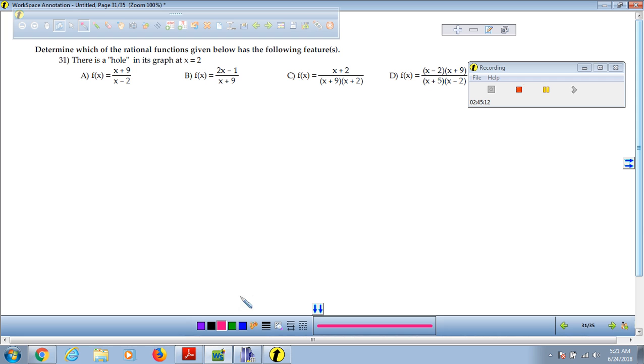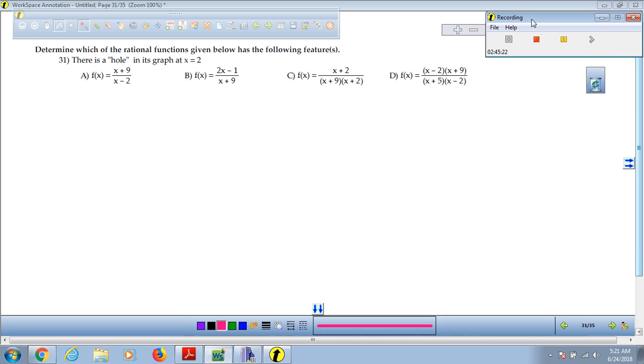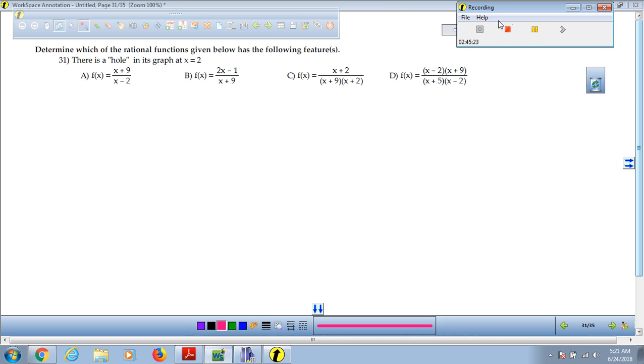Okay, determine which of the rational functions given below has the following features. Okay, so this is a good question because it's going to be a review of section 3.5, and it's backwards. We were used to being given the equation and you had to do the graph. Well, now it's backwards. They're going to give us some characteristics and we have to figure out which equation has those characteristics. So you could use the calculator, but you could also do this by hand just to review the concepts.